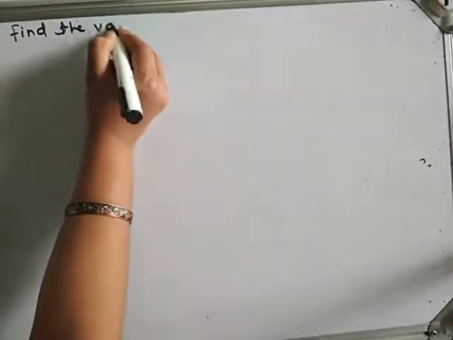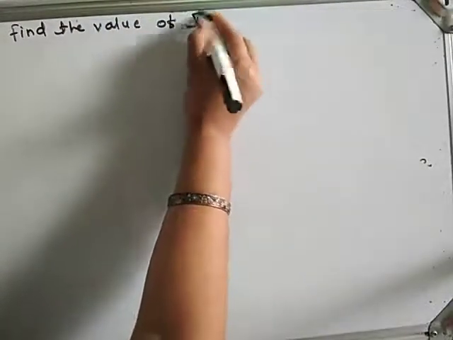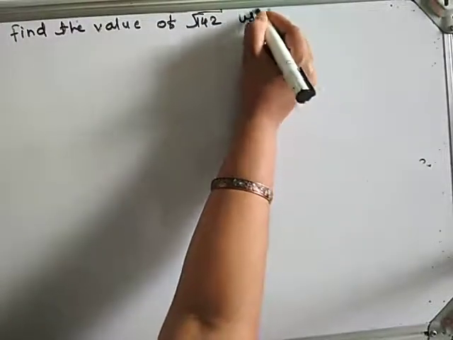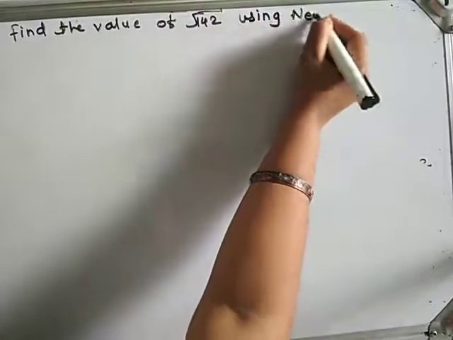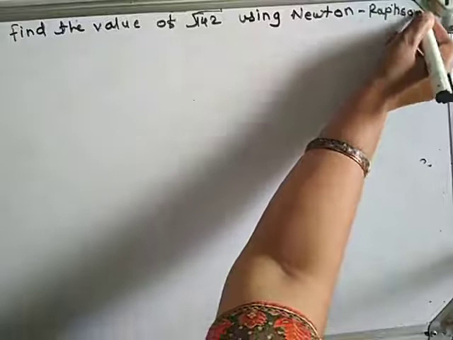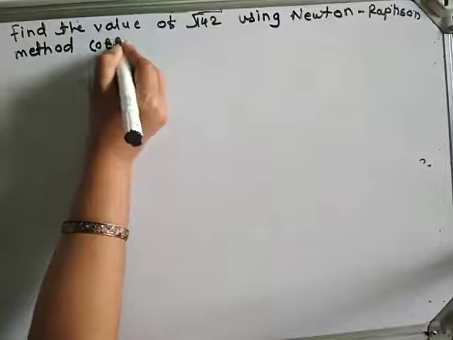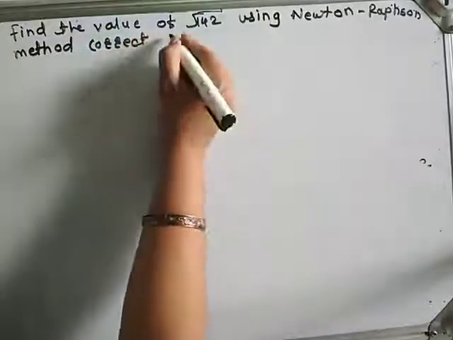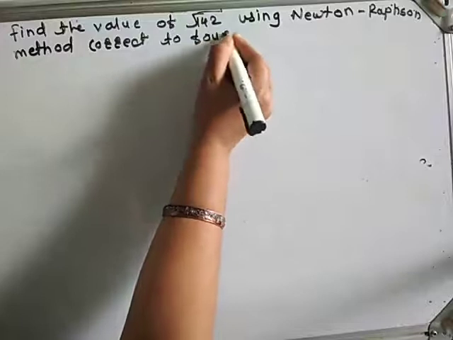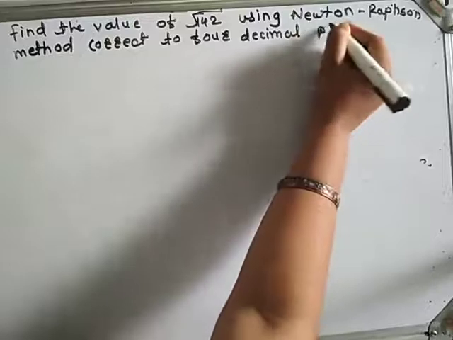Example number 2 is find the value of root of 142 using Newton-Raphson method correct to 4 decimal places.